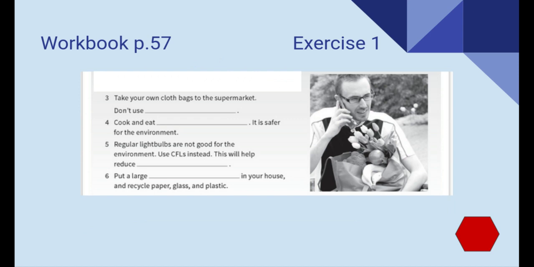Okay, let's check. Take your own cloth bags to the supermarket. Don't use plastic bags. Cook and eat organic food. It is safer for the environment. Regular light bulbs are not good for the environment. Use CFLs instead. This will help reduce global warming. 6. Put a large recycling bin in your house and recycle paper, glass, and plastic.